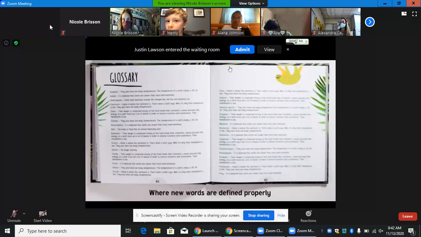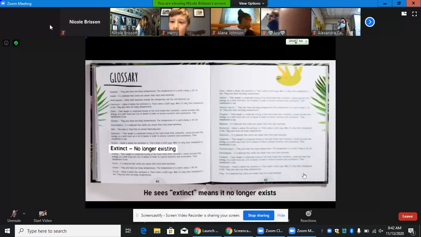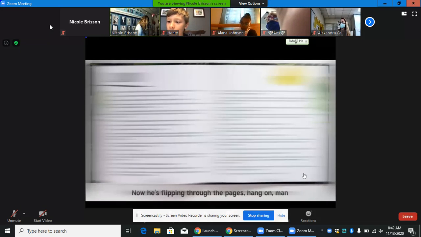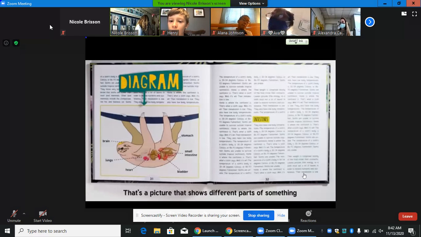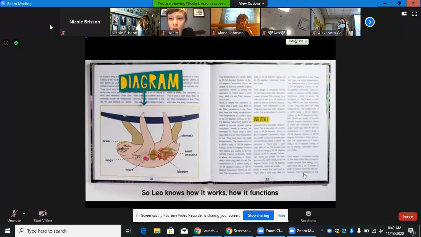Leo looks through the list. He sees extinct means it no longer exists. Now he's flipping through the pages. He spots a cool image called a diagram. That's a picture that shows different parts of something. So Leo knows how it works, how it functions. Labels that point out different parts, like stomach, lungs, and its loving heart.